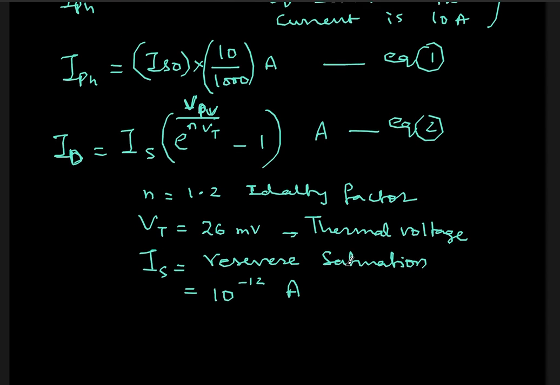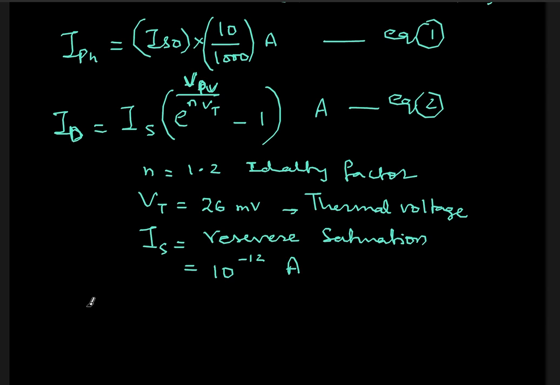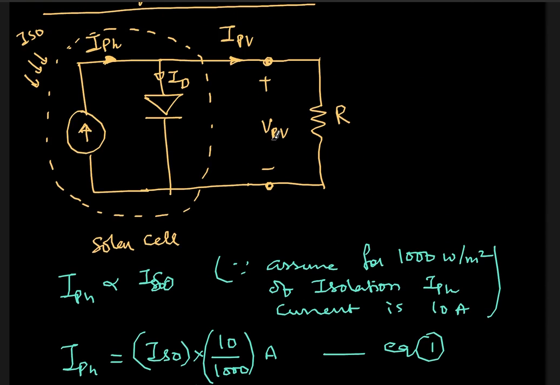So finally now, what is the IPV? IPV is nothing but IPH minus ID. If you look here, at this point if I apply Kirchhoff's current law, the total current is IPH minus ID, which is nothing but IPV. But IPV multiplied by R is nothing but VPV.